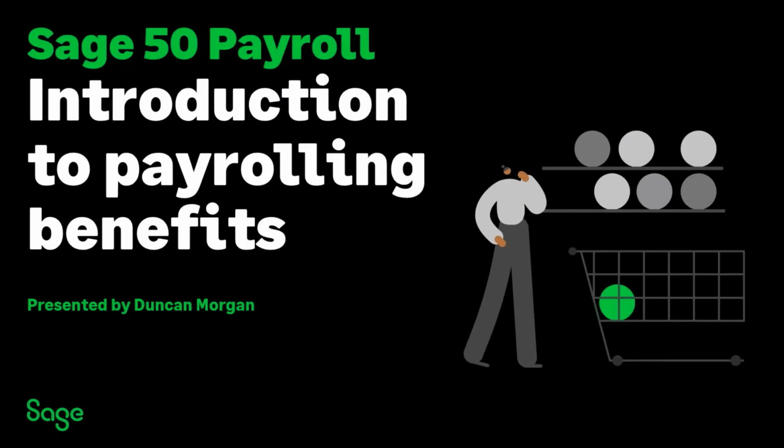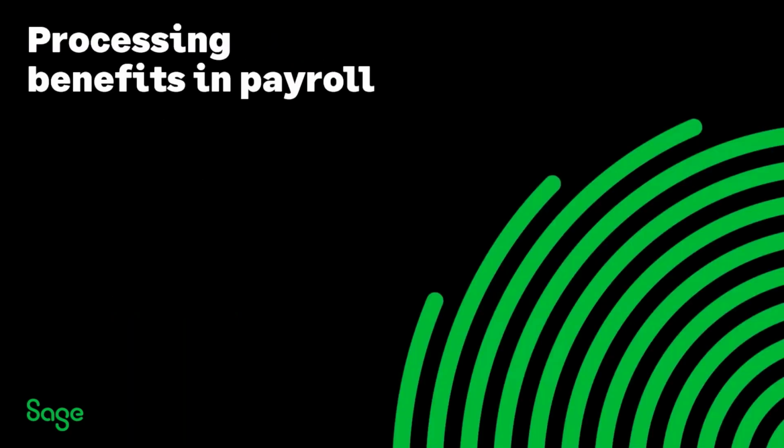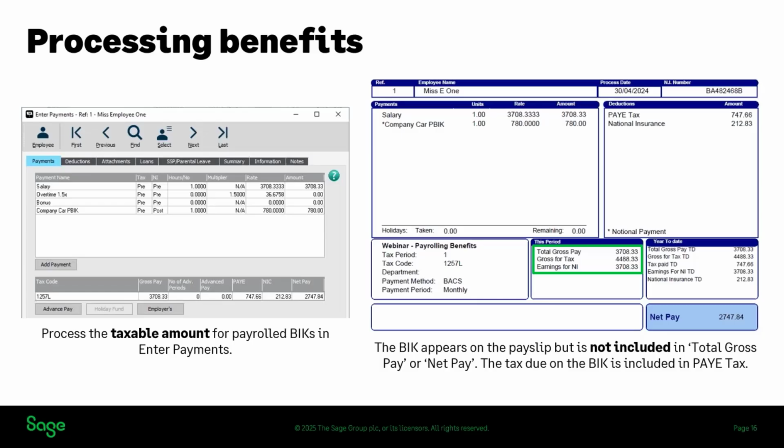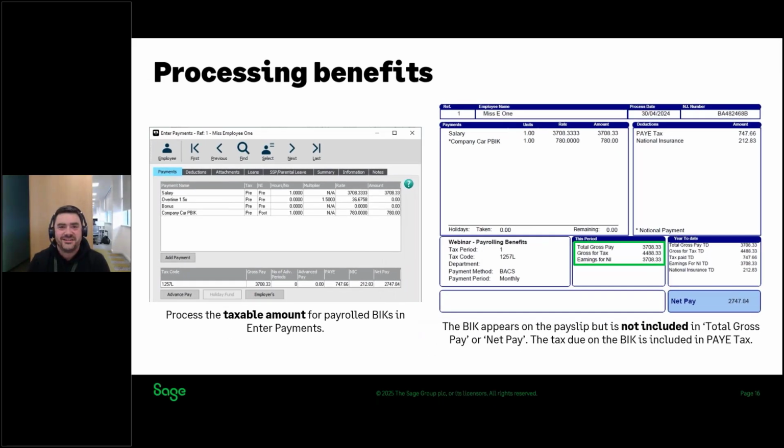So just to wrap that up, taxable amounts are included in your payroll on the payments tab using a benefit in kind pay element. You can see that item appears on the payslip as a separate item, but it's not included in gross pay or net pay, although you will see it reflected in gross for tax, and the tax that was due on that benefit in kind is included in the total tax deducted.